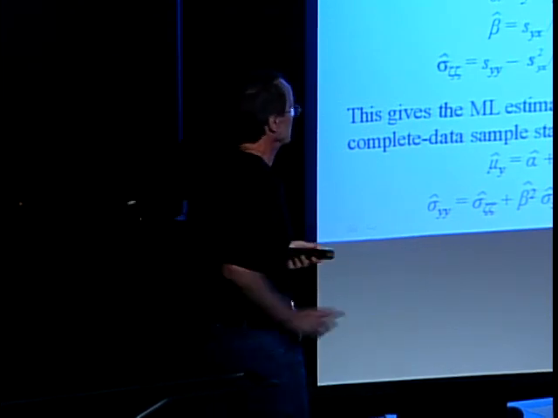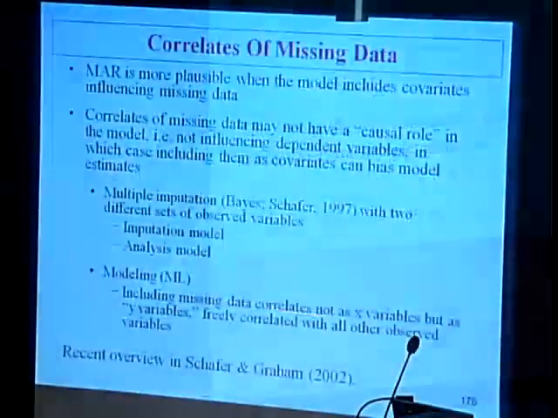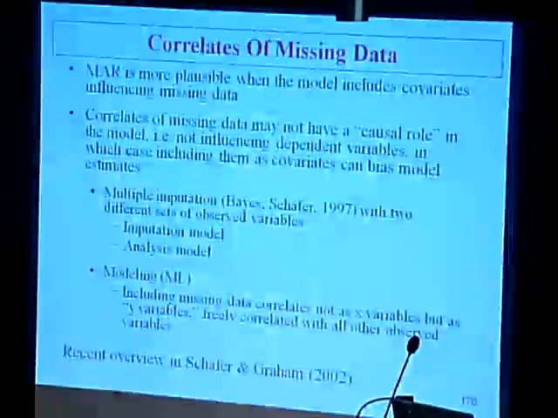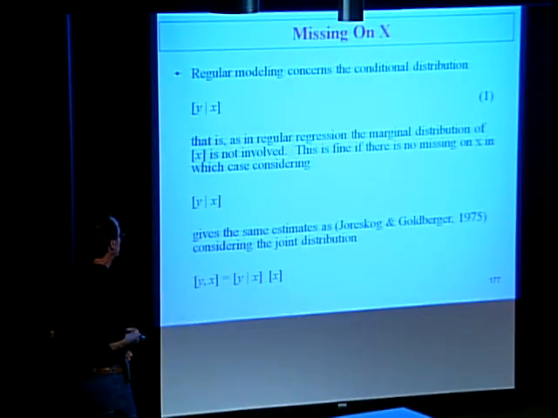Now, staying with the maximum likelihood framework, you can include these missing data correlates. I call them correlates. That is, variables that don't have a substantive role in the model, but only have a missing data role. Not as X variables that we talked about up here, but as Y variables, freely correlated with all other observed variables. And there's a recent overview of these kinds of techniques in Schafer and Graham, 2002. It's, again, a Psych Methods article that you can take a look at.